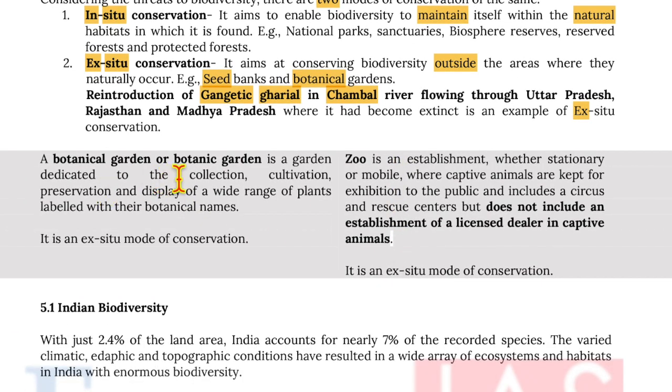Now, a botanic garden is a garden dedicated to the collection, cultivation, preservation, and display of a wide range of plants labeled with their botanical names. It is an ex situ mode of conservation. A zoo is an establishment, stationary or mobile, where captive animals are kept for exhibition to the public and includes a circus, rescue center, but does not include an establishment of a licensed dealer in captive animals. It is an ex situ mode of conservation.